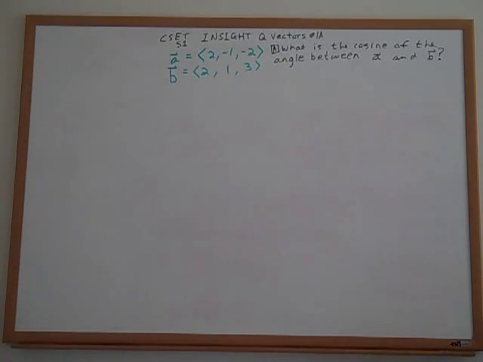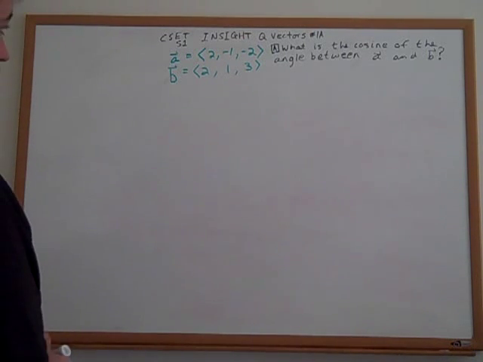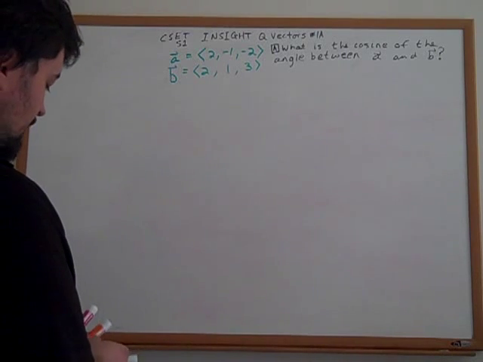CSET insight question, vectors, number 1A. So looking at this question, at first glance, it seems like we're trying to figure out the cosine of the angle between A and B.